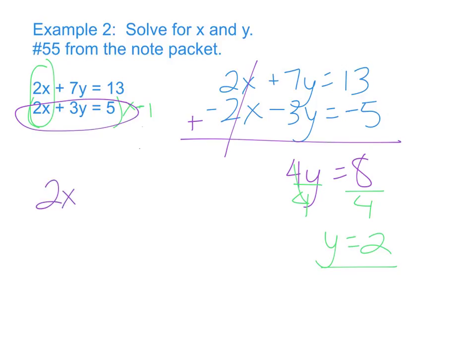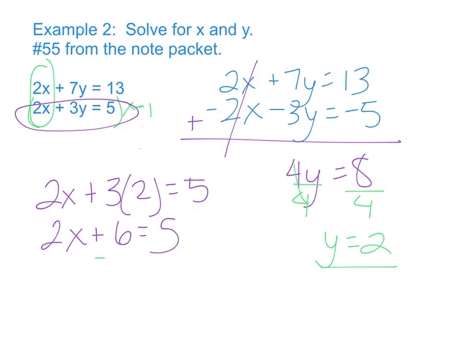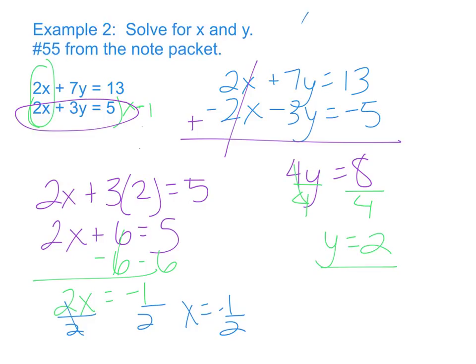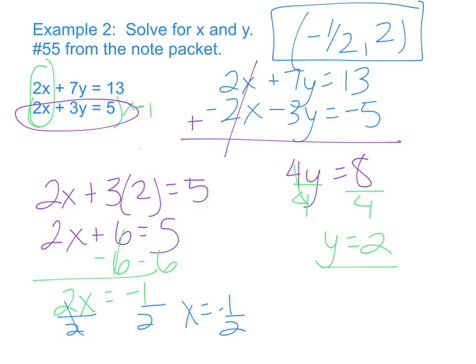So I'm going to have 2x plus 3y, which will be 3 times 2, equals 5. So 2x plus 6 equals 5. Solve for x, so we're going to have to subtract 6 on both sides. 2x equals -1, and then we'll divide both sides by 2. So x is going to be -1/2, and y is 2. So we're going to write that as an ordered pair. And again, it's always a good idea to go back and make sure that the left and the right sides of both equations are equal.